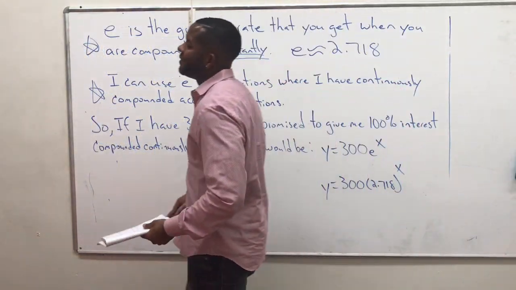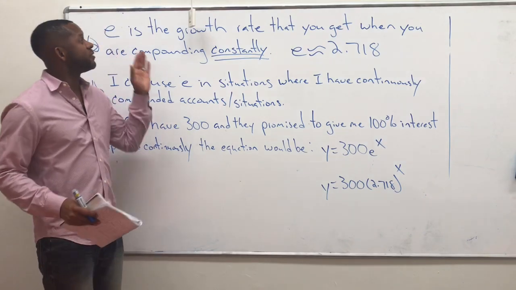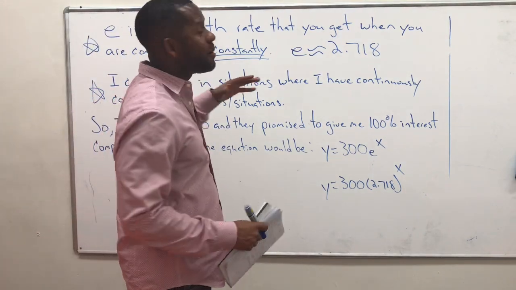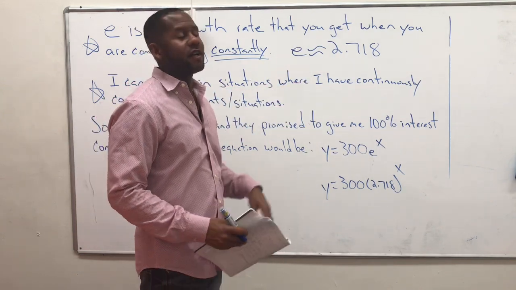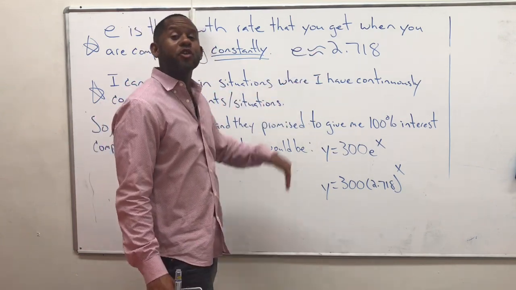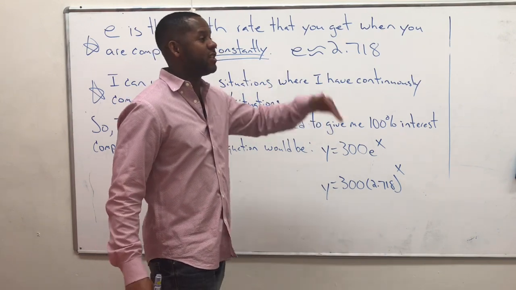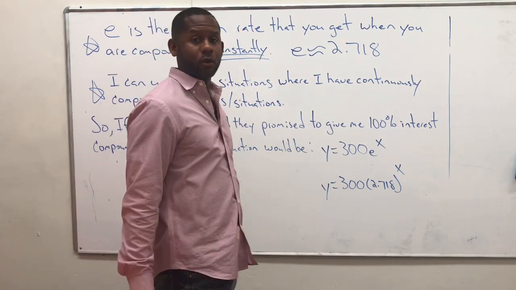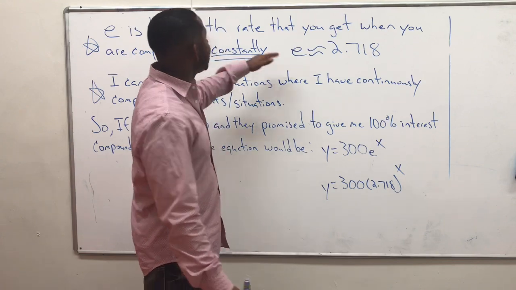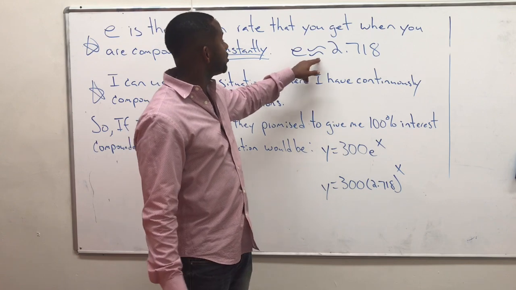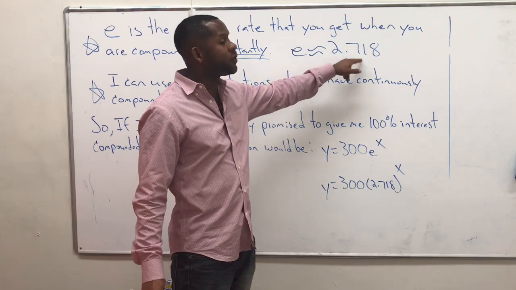All right, so E is basically the growth rate that you get when you are compounding constantly. You're not compounding 1,000 times. You're not compounding 1,000,000 times, more than that. You're compounding every single moment, like a countless number of times, all right? And E is the growth rate. The more you compound, the closer you're going to get to this number, 2.718.